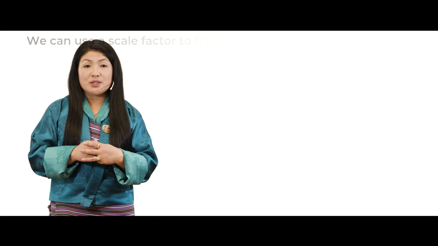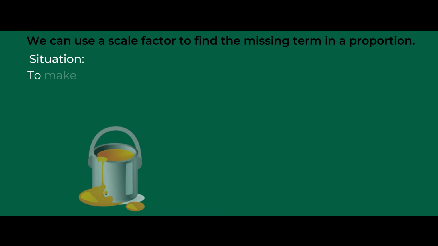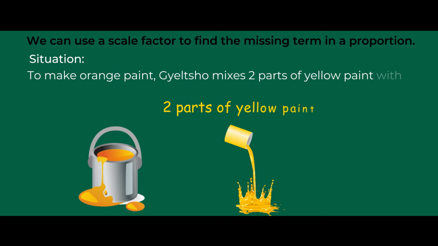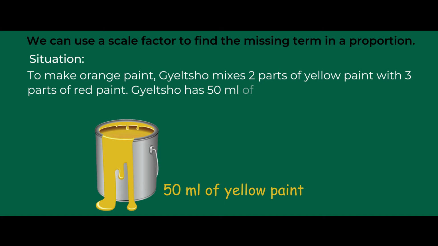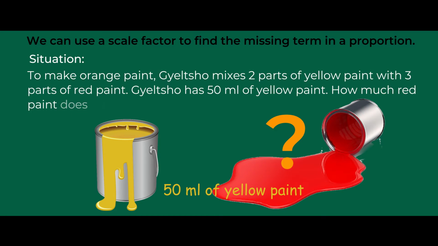Let's see how we are going to find the missing proportion. Indirectly, we are finding the equivalent ratio of the given ratio. Now, let's go through the situation. To make orange paint, Gelso mixes 2 parts of yellow paint and 3 parts of red paint. Gelso has 50 ml of yellow paint. How much red paint does he need to make orange paint?